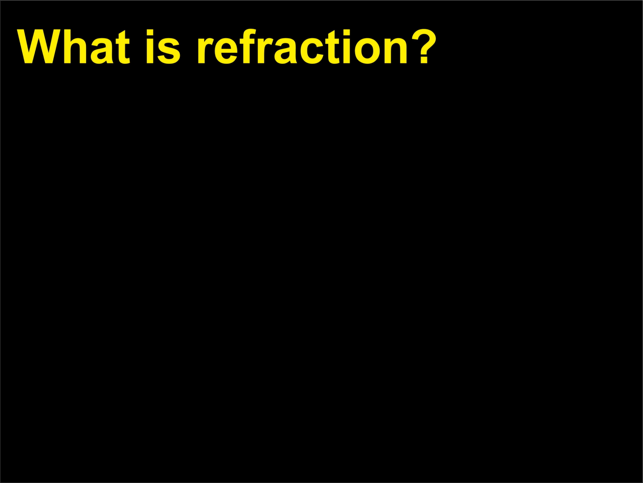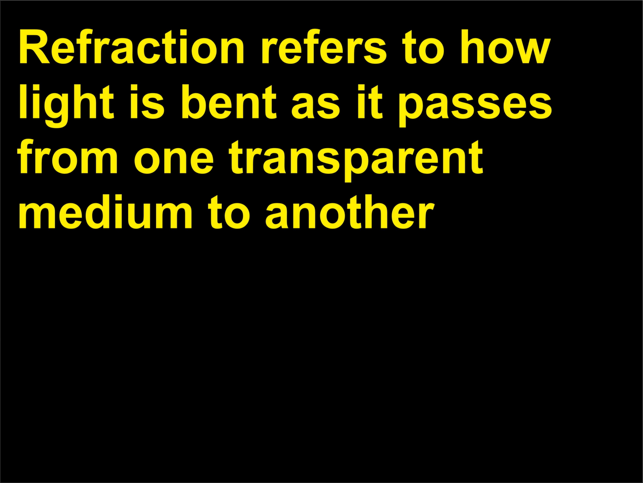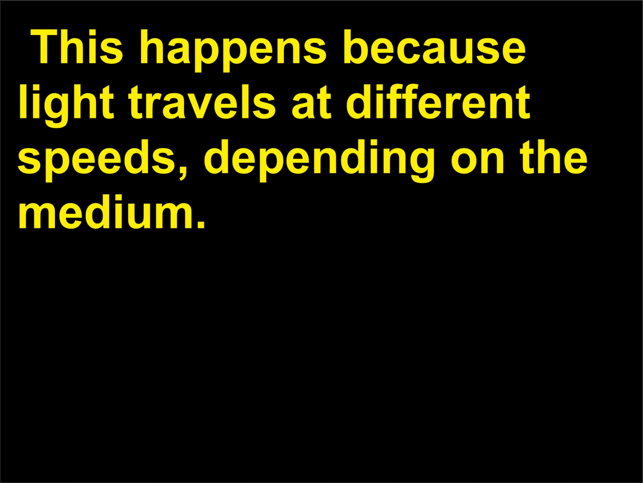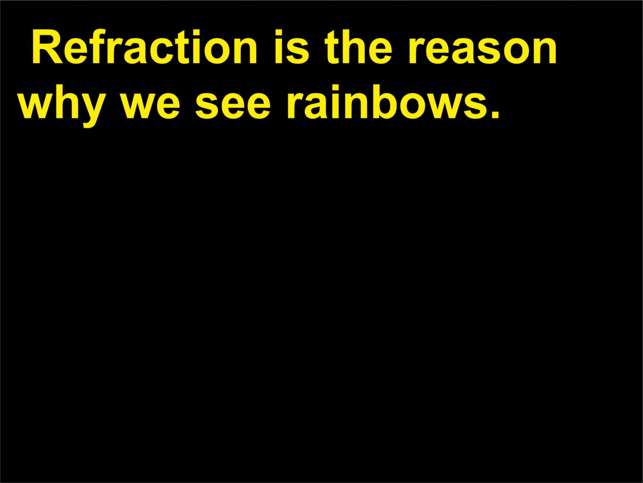What is refraction? Refraction refers to how light is bent as it passes from one transparent medium to another, for example, from air to water. This happens because light travels at different speeds, depending on the medium. Refraction is the reason why we see rainbows.